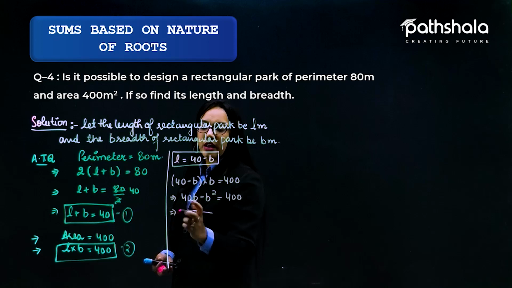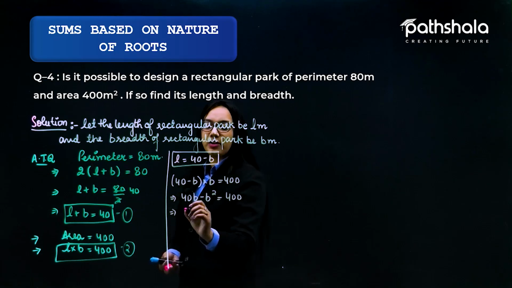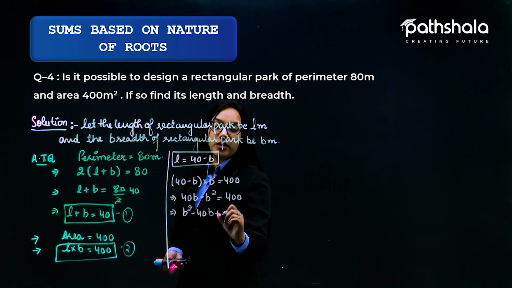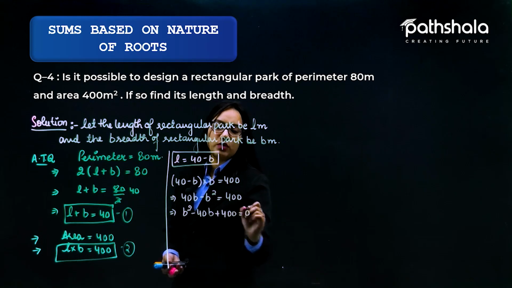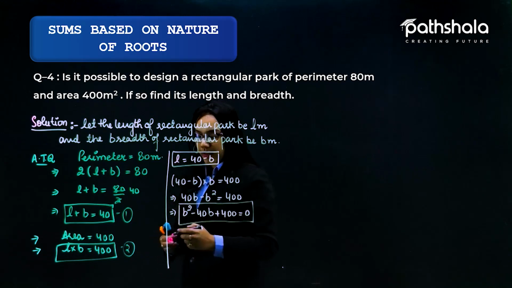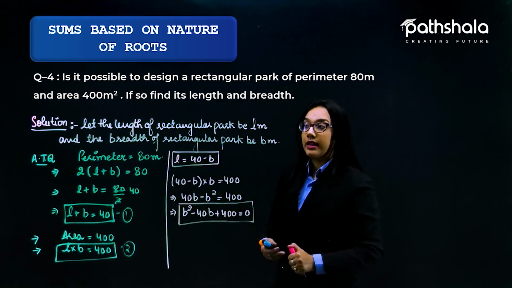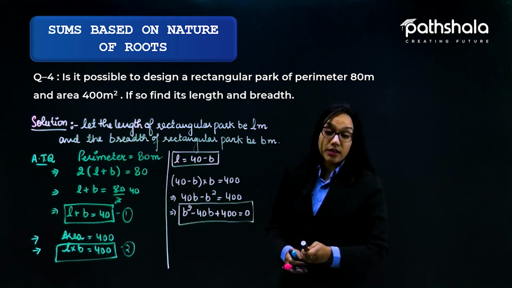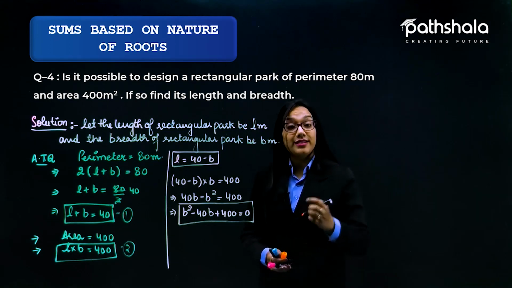Let us take these values toward this side. So this would be B square minus 40B plus 400, which is equal to 0. So we are getting this quadratic equation in terms of the variable B at the end. Let's see whether this is possible or not by checking the discriminant.